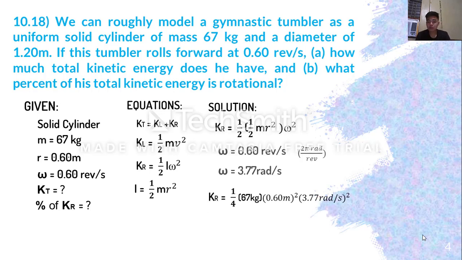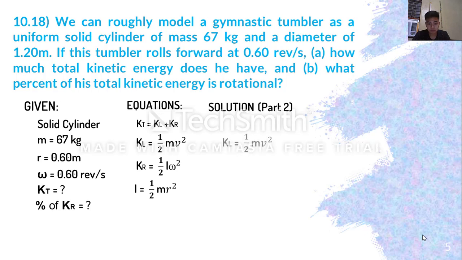So 1/2 times 1/2 is 1/4. So 1/4 of 67 kilograms times the radius r squared, 0.60 meters squared, times the angular velocity squared, which is 3.77 rad per second squared. Now our total rotational kinetic energy will be 86 joules.